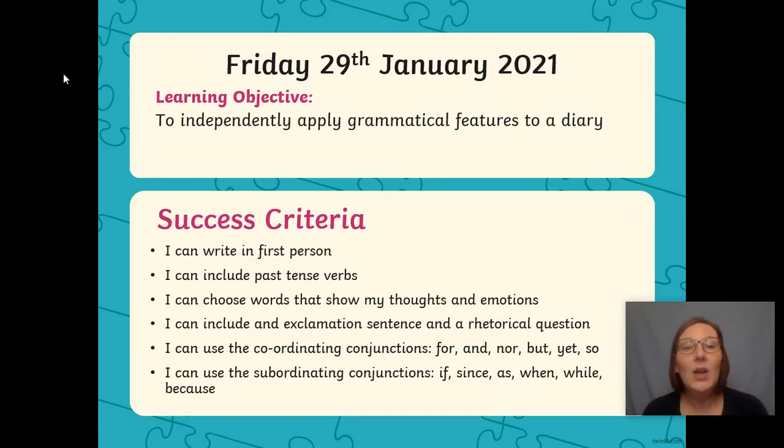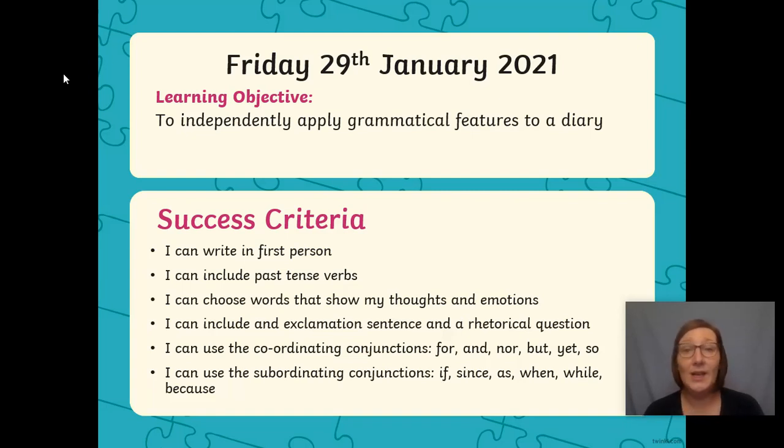So today, you're going to independently apply those grammatical features to the diary. There are things that we've been working on: subordinating clauses, subordinating conjunctions, coordinating conjunctions, complex sentences. We're going to be building on that today and adding them into your diary entry. So here, what I've written down is a success criteria, what you will need to make sure you have got to be successful in writing your diary today.